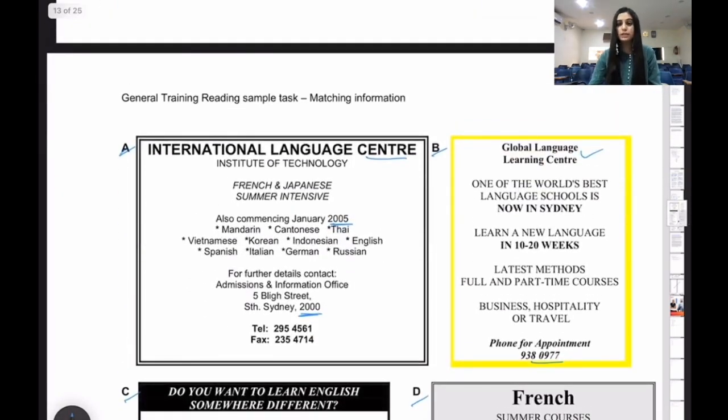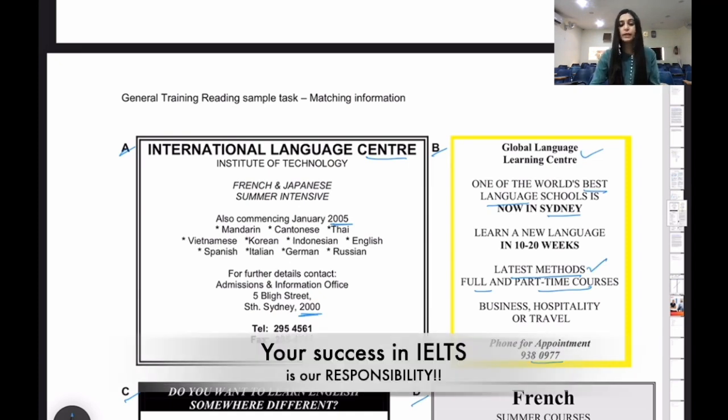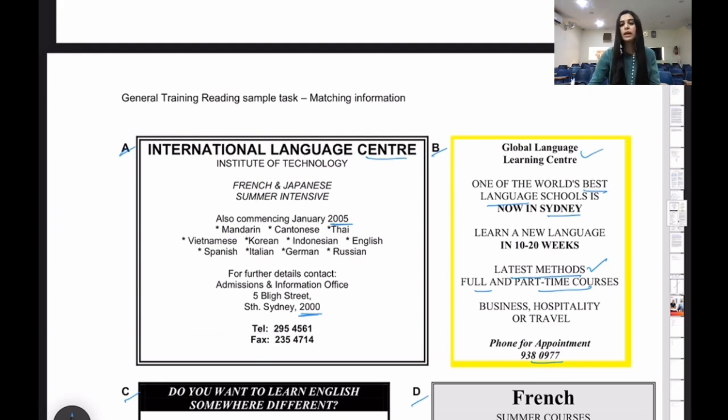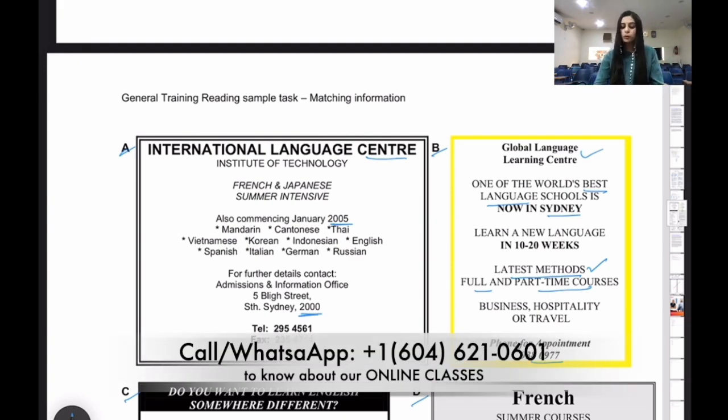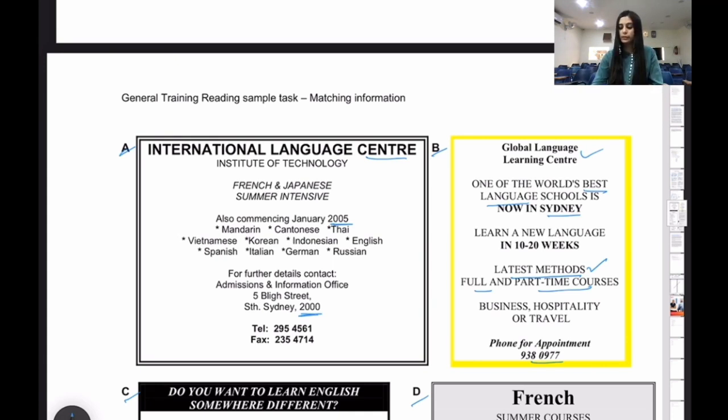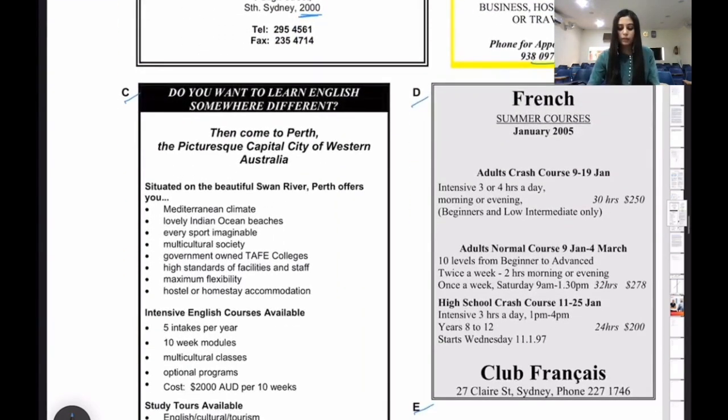Let's quickly go through this and see whether anything is mentioned related to up-to-date. So one thing that I notice is it's the best language school, which is in Sydney now. Latest methods. Yes, there is some mention of latest methods, full-time and part-time courses. So latest methods would be the synonym for up-to-date technology, right? So up-to-date teaching systems, teaching classes, up-to-date teaching methodology, anything of that sort would work here. So the answer to the first one so far is here. It's in B. Then we can go ahead and have a look at the C1.